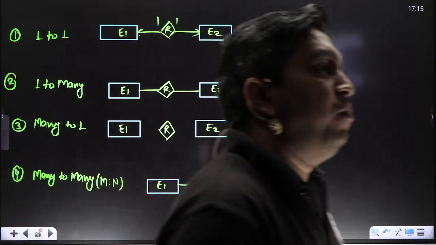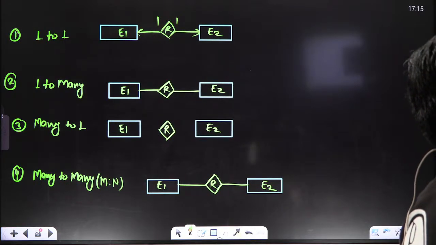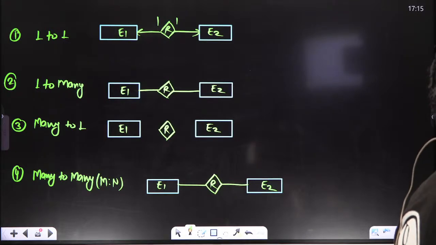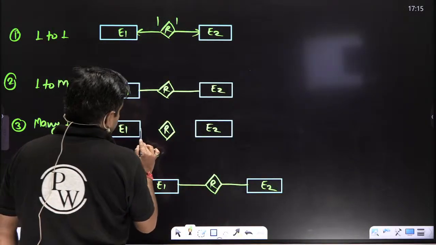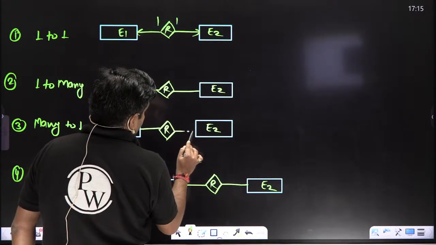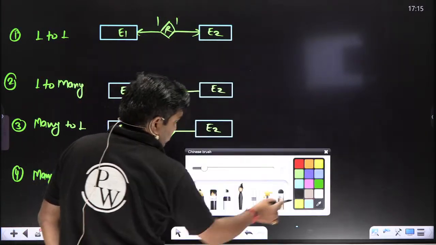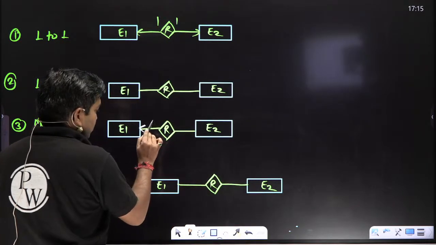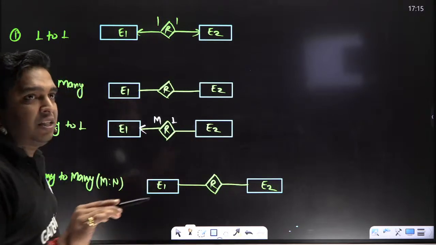No arrow for many to many. Okay. Or at one side: sir, arrow at one side for many to one. Arrow at one side in many to one. Are you telling it this way?